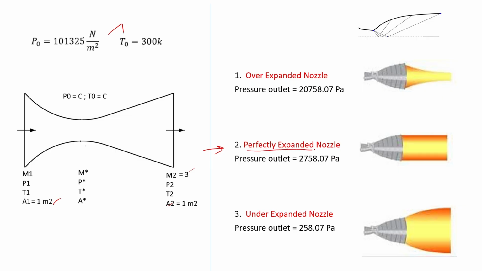One is perfectly expanded. We already found that value, 2758.07 Pascal. So we will get the exhaust jet without any shock. There is no shock. Then over expanded, that is higher pressure, so there will be an oblique shock formation, and the jet is converged, like that you will get it. Then under expanded, so very low pressure I am going to take. There is an expansion fan, so the jet will be diverged. So these 3 we are going to see.